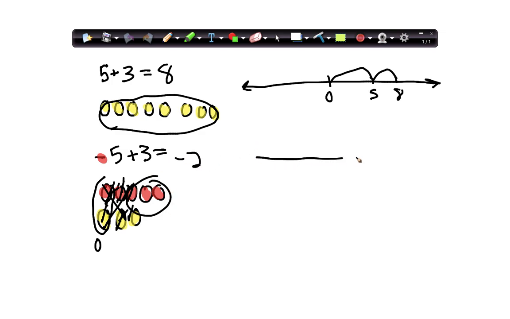Another way to think about that is to start at 0, go to negative 5, add 3 by going back 3 more. So that's negative 5. And we end up at negative 2. So using the number line, we'll do a couple more examples.